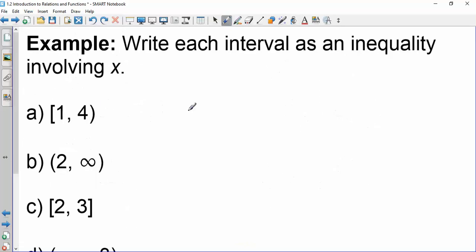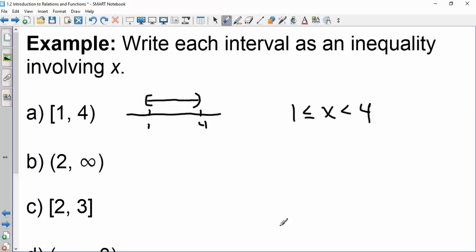Let's go the other way. So I'm going to give you the interval, and I want you to tell me what the inequality is. So A means you start at 1, you end at 4. How do we write that with an inequality? 1 is less than or equal to x is less than 4. So it's saying the x is bigger than the 1 and smaller than the 4. The 1 got an equal to because it had a square bracket, the 4 did not.